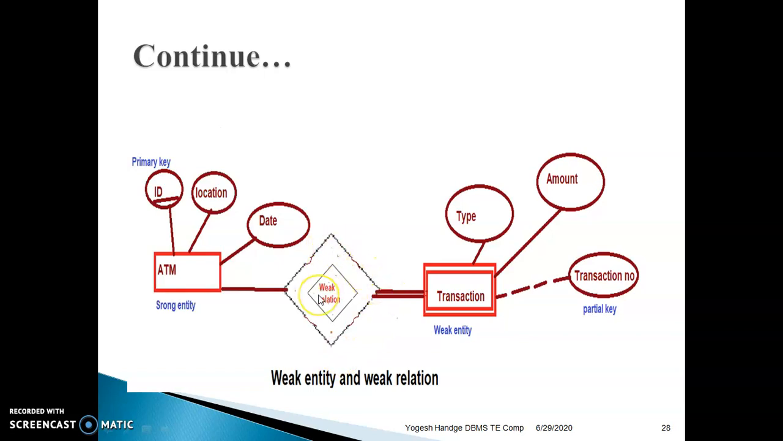This diamond represents the weak relation. That's why it is represented using a double diamond. And there is a double line between the double diamond and the weak entity. Please see carefully each and every component of this diagram.